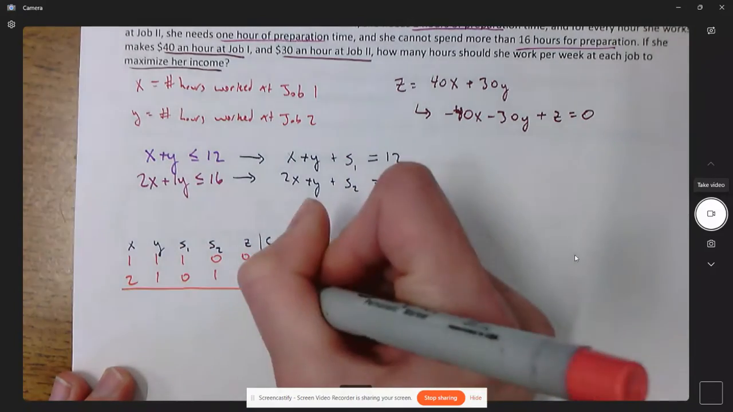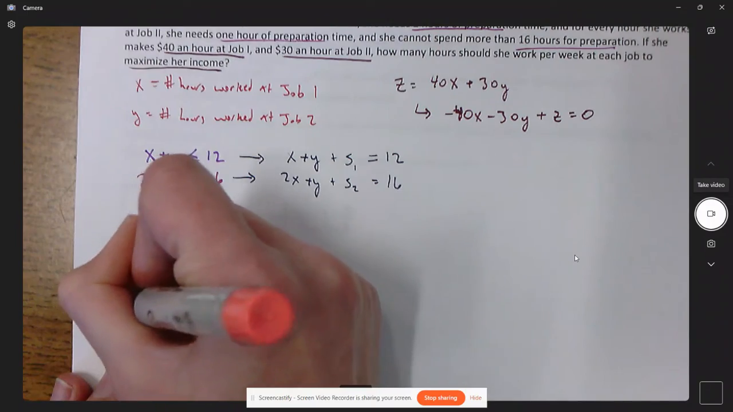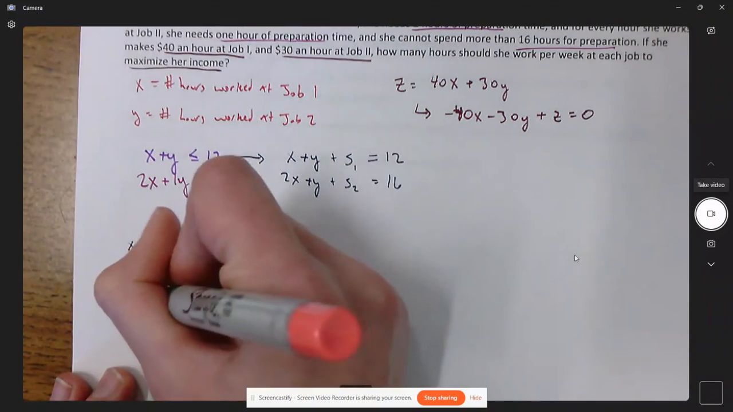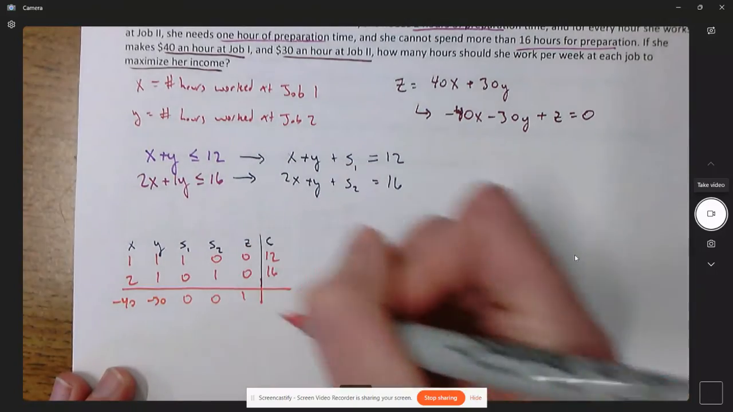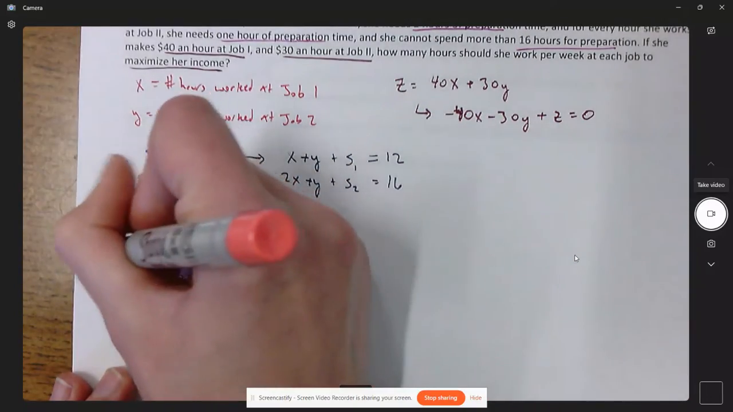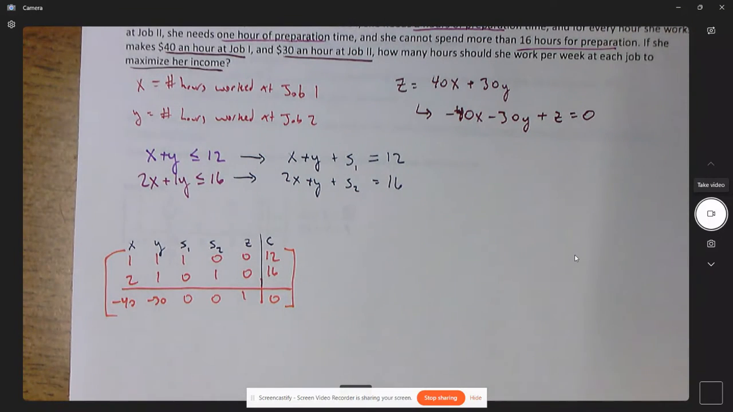And then down the bottom here, my objective equation. So negative 40x, negative 30y, there's no slack variables, there's 1z, and it equals 0. And there's our simplex table. So that is the stuff that we've been doing, so you should be very comfortable with everything that we've just done.